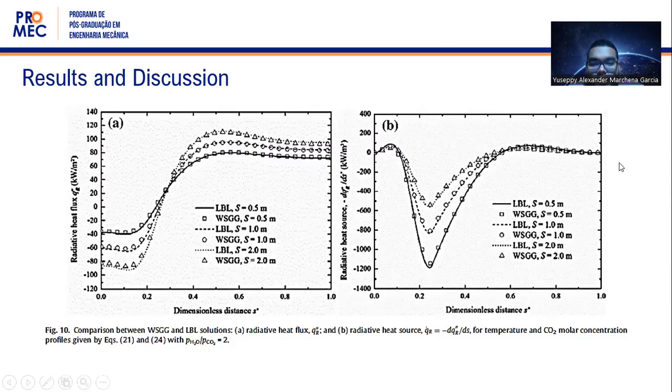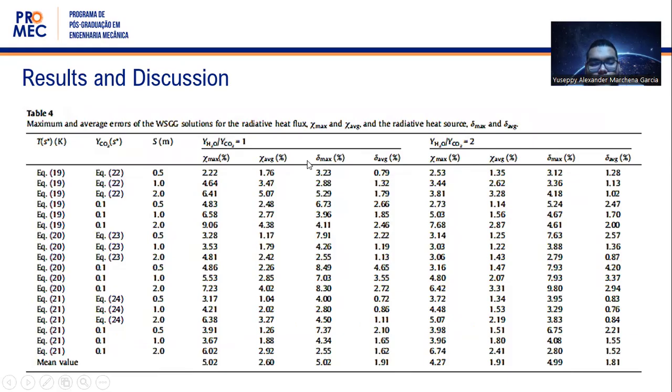Now we are going to discuss the global error, table 4, the maximum and average errors of the WSGG solution for the radiative heat flux and radiative heat source. We have here a ratio of concentration of water and carbon dioxide of 1 and 2. We have here a distance, a volumetric heat source, and a radiative heat flux. This is a summary.